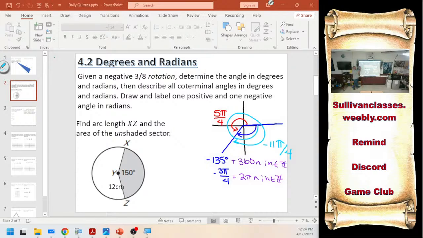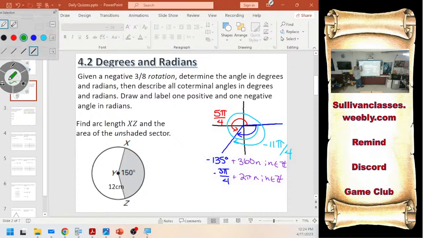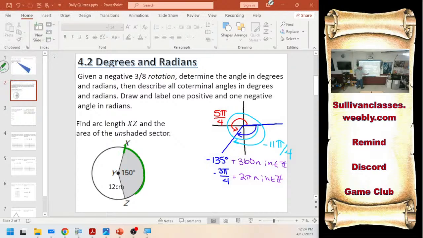Arc length. Arc length is from here to here. And arc length is nice and easy. I could do 2 pi r times x out of 360, or radians times the radius, which in this case is going to be 150 degrees in radians, 5 pi over 6, times 12. Right? 5, 6, 6, 6, 6 cancel, just 10 pi.